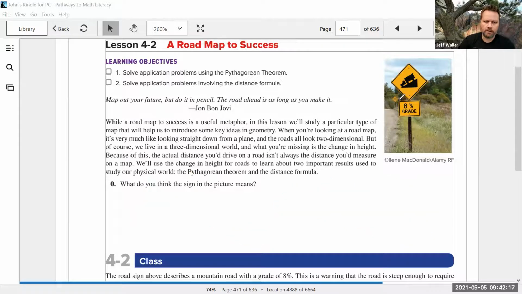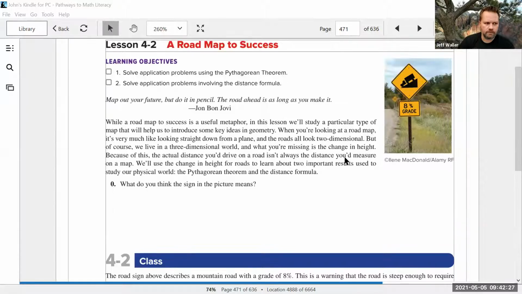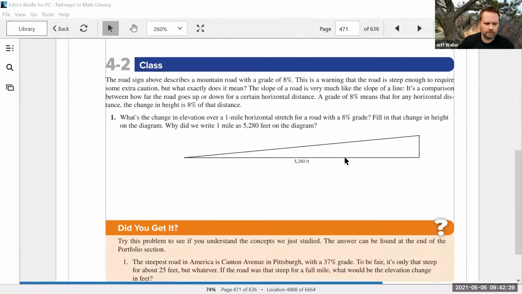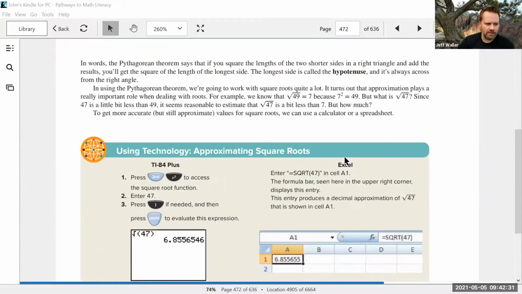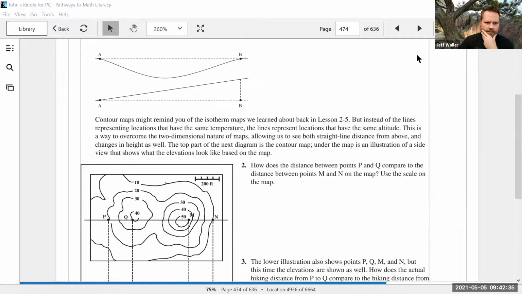Clear? Okay. Let's talk about distance formula. Why do they have a quote from John Bon Jovi? I don't know. All right. We're halfway there. We're more than halfway actually in this class.